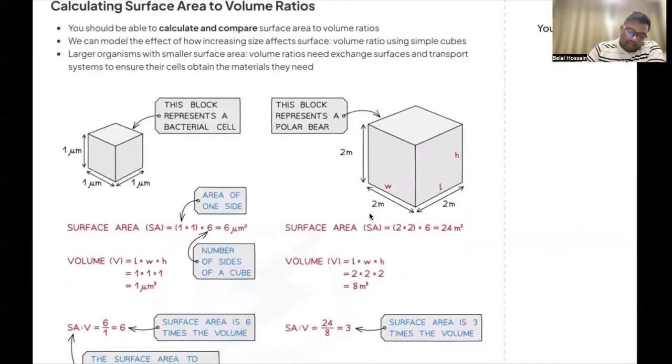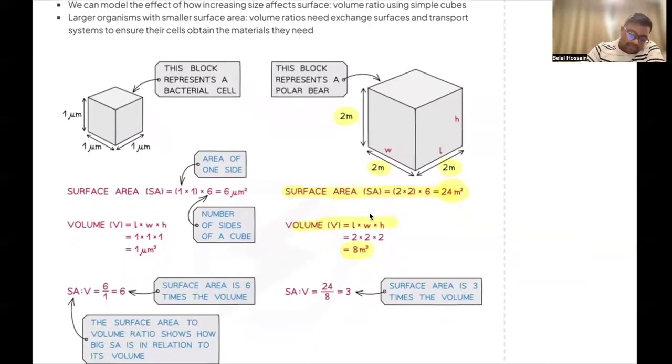We have two blocks. One is 2 meter by 2 meter by 2 meter. When we did the surface area for this block, our surface area is 24 meter square. When we did the volume of the block, our volume is 8 meter cube. When we did the surface area to volume ratio, it came to 3.